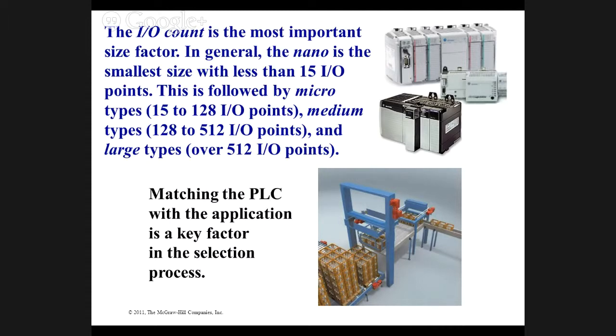In general, nano is the smallest size, which has about 15 points, followed by the micro, which is 5 to 128 points. That means I/O. When I say I/O, I mean inputs and outputs combined. You got me there? Yeah. So when you hear I/O, that just means inputs and outputs. Medium tops out at 128 to 512, and larger tops over 512. So matching the PLC with the application is a key factor in the selection process.